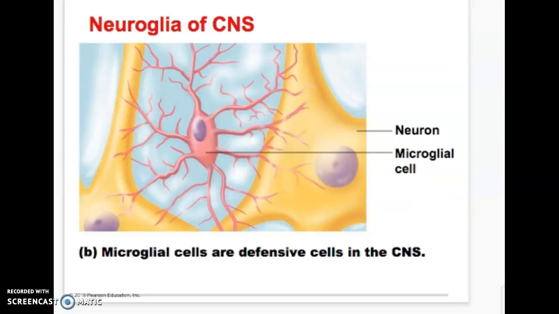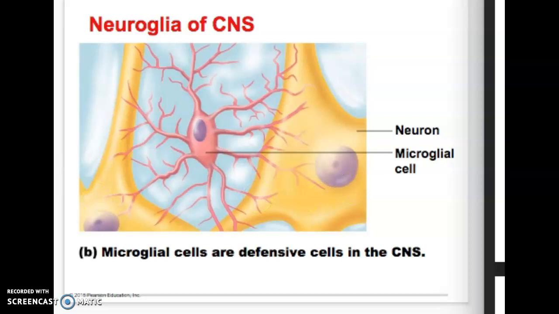The third neuroglia of the central nervous system are the microglial cells. And these are defensive cells. They can act like phagocytic cells, where they phagocytize bacteria, damaged cells, what have you. But they also can clean up damaged neurons, that type of thing.